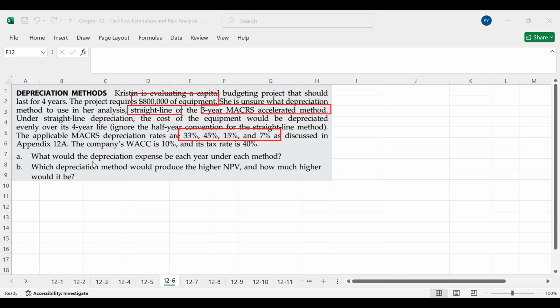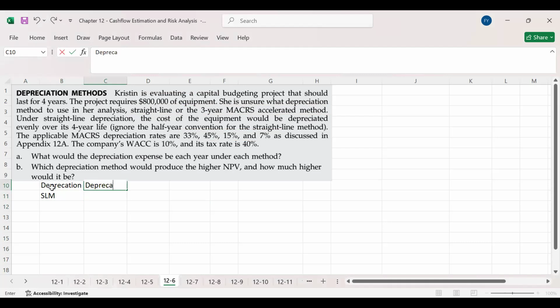The first requirement is: what would the depreciation expense be each year under each method? So the first requirement is to calculate depreciation under each method. So we have depreciation under the straight line method, and then depreciation under the MACRS method. Then we have years 1, 2, 3, 4, so 4 years, because the equipment has a 4 year life. So we are going to calculate 4 years of depreciation.